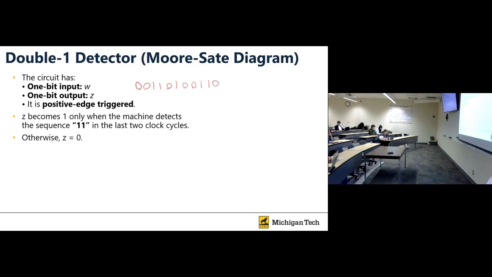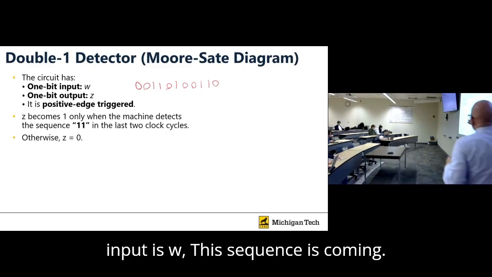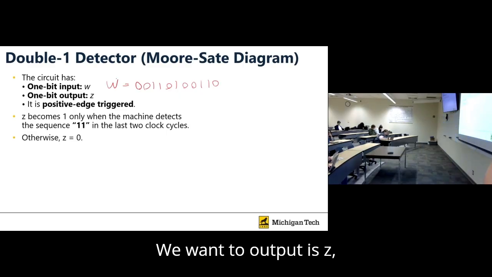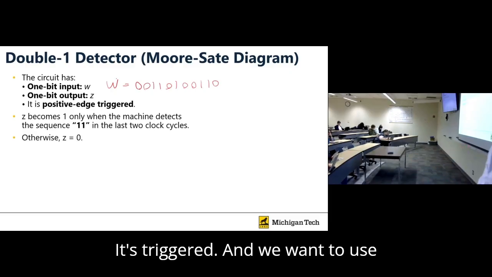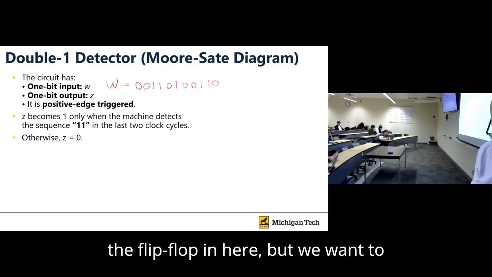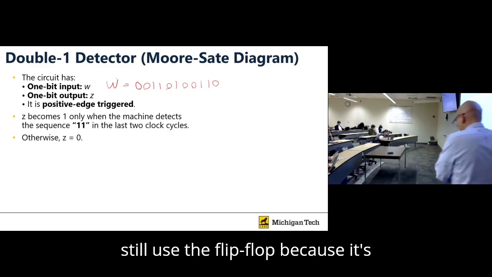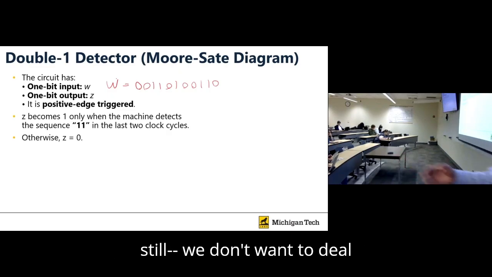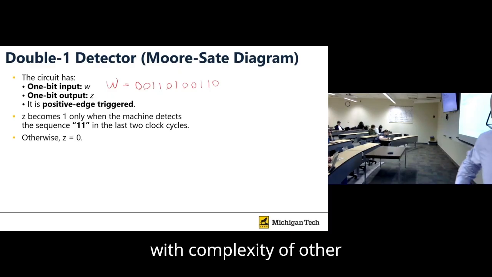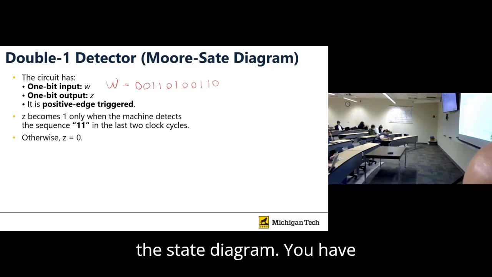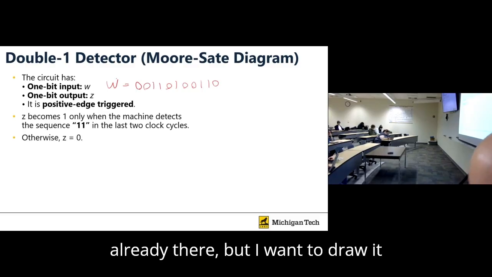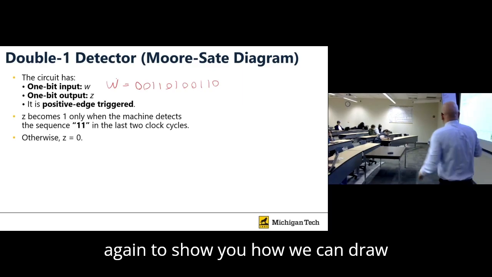The input is W, this sequence coming. We want to detect, and the output is Z. We are edge triggered, and we want to use D flip flop, because we don't want to deal with the complexity of JK flip flop or T flip flop. So let's see how we can draw a state diagram. You have already seen it, but I want to draw it again to show you how we can draw that based off the definition.